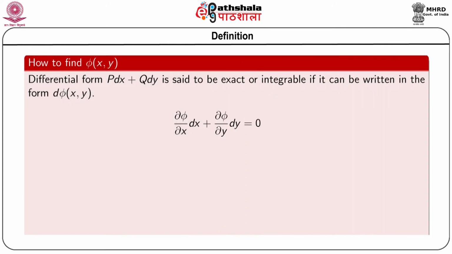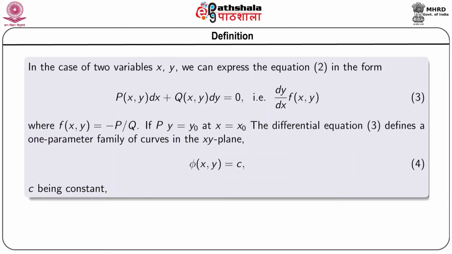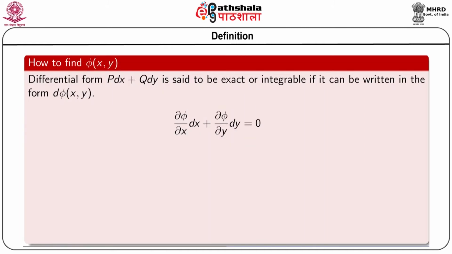Now, I shall discuss how to find the integral of the Pfaffian differential equation with 2 variables. Let phi(x,y) equals c be an integral or solution of equation 3. Then the expression P dx plus Q dy can be written as d of phi.